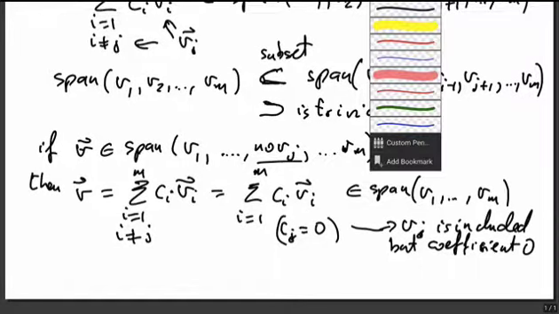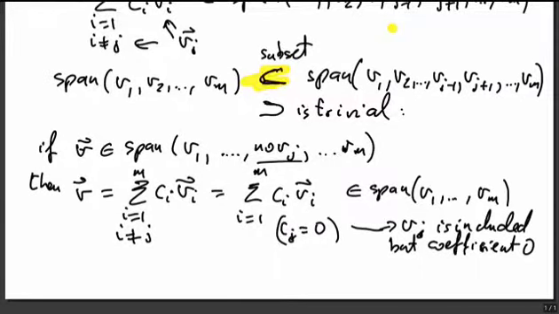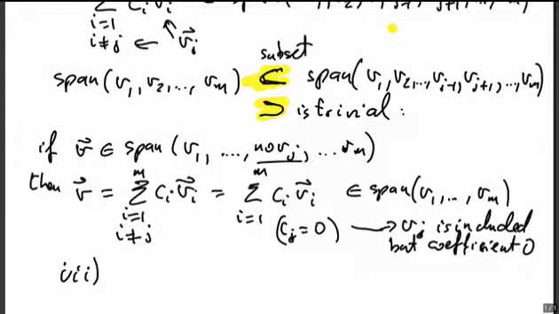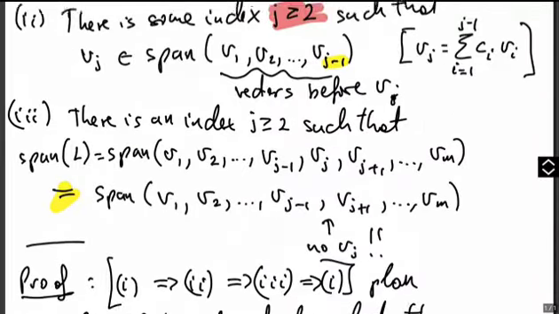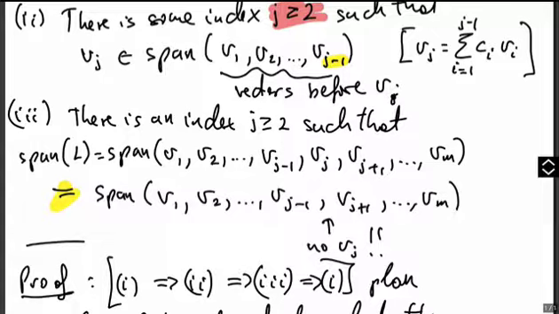And then when we have both directions of inclusion for subsets, so one set is a subset of the other and the other is a subset of the first, that means the two sets are the same, which is exactly the third property, stating that we have this index j greater than or equal to 2 such that the span of all the vectors vj is the same as the span of all the vectors without vj.